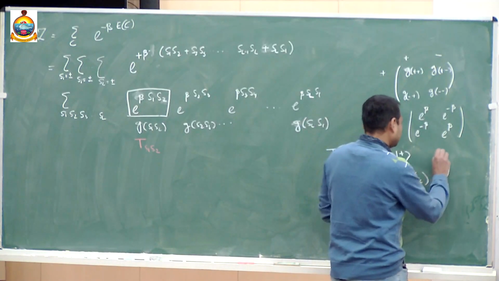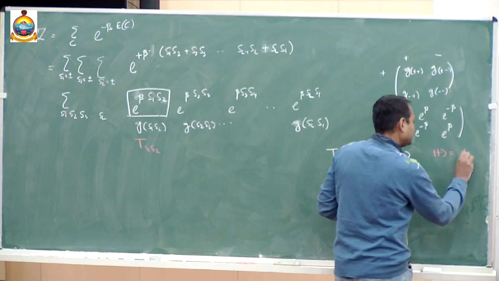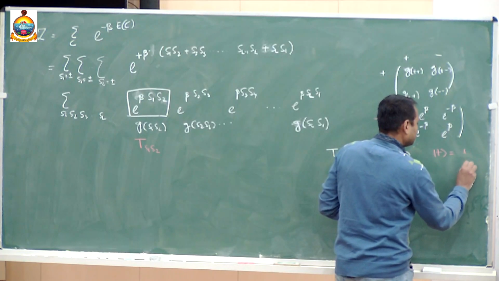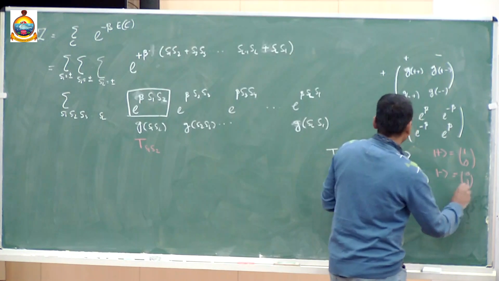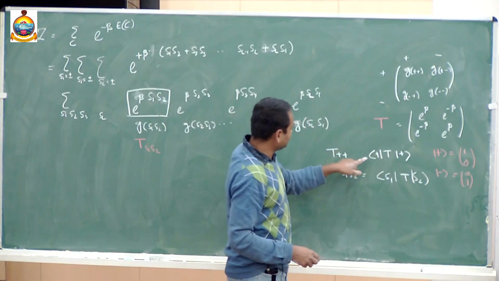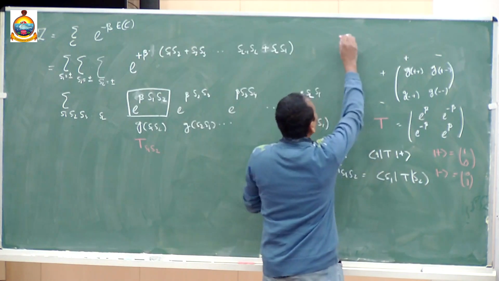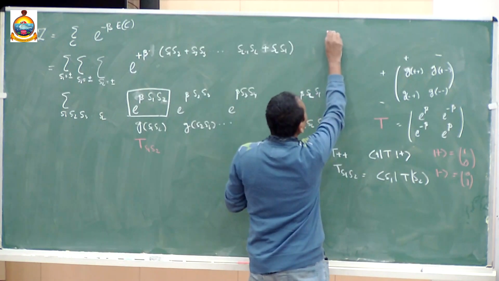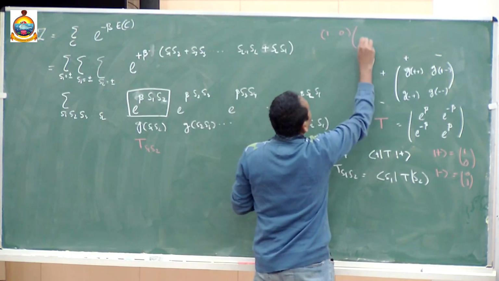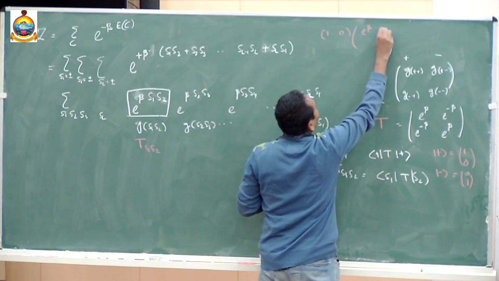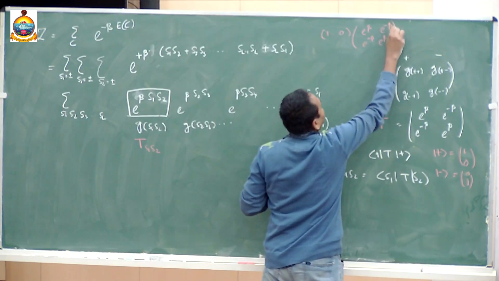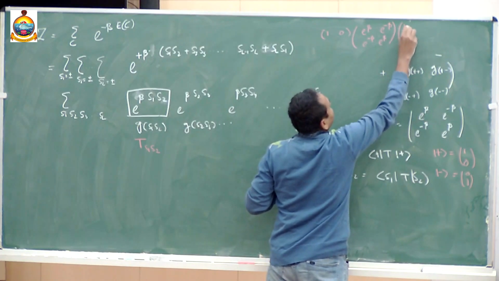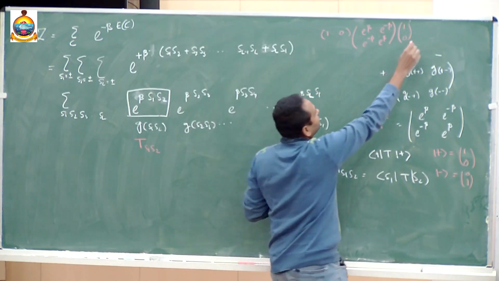So sorry, plus is a vector. Plus is actually (1, 0), and minus is equal to (0, 1). So multiply this matrix like that. This one basically means (1 0) times the matrix with entries e to the power beta, e to the power minus beta, e to the power minus beta, e to the power beta, times (1, 0). If you multiply, you just get e to the power beta.